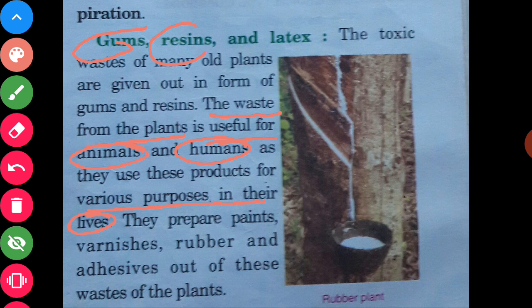Sometimes these gums, resins, and latex are useful for plants and animals. They prepare paints, varnishes, rubber, and adhesives out of these plant wastes. But sometimes these waste products are also harmful, or we can say poisonous, for humans and animals.